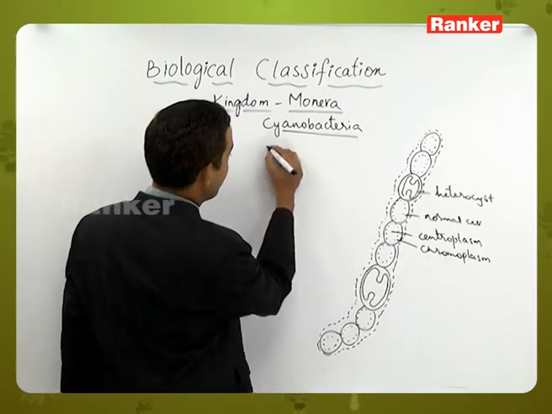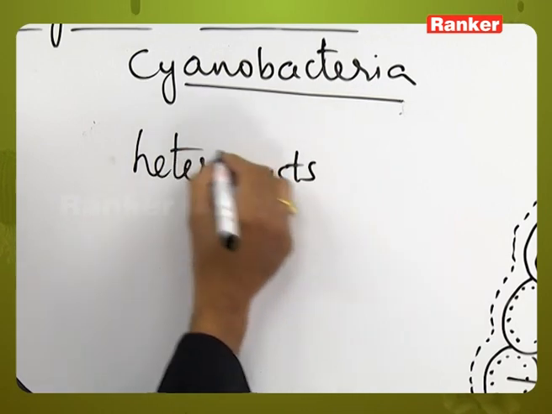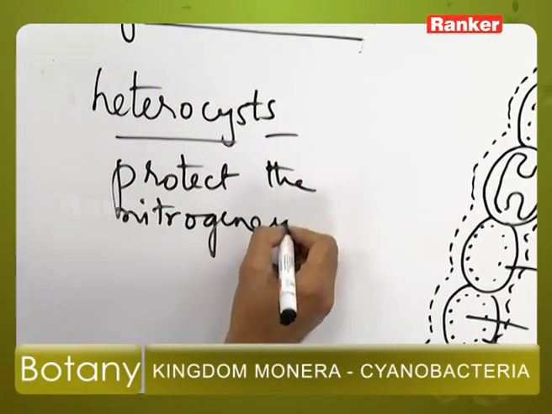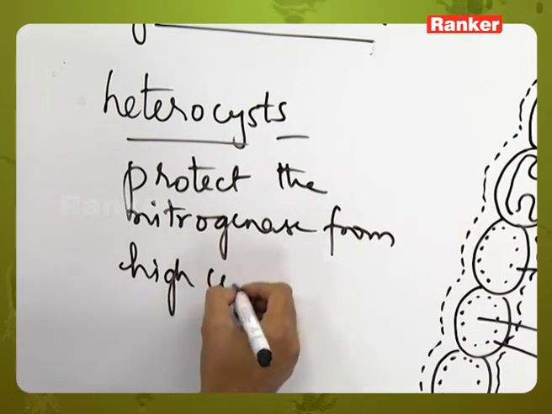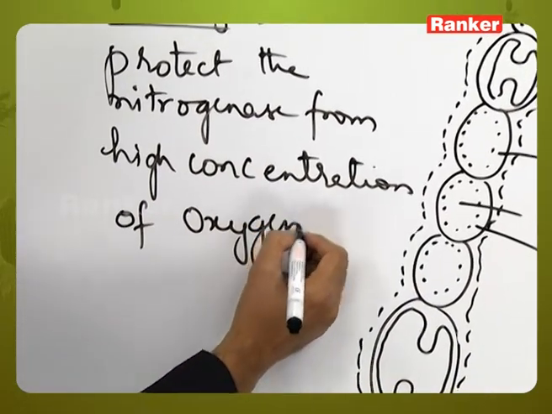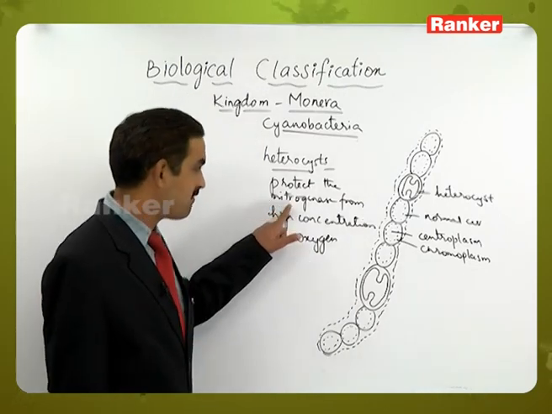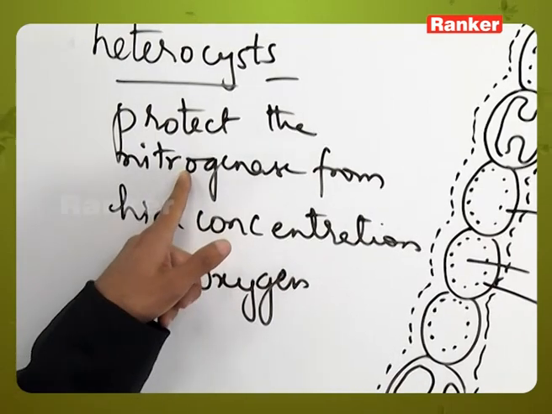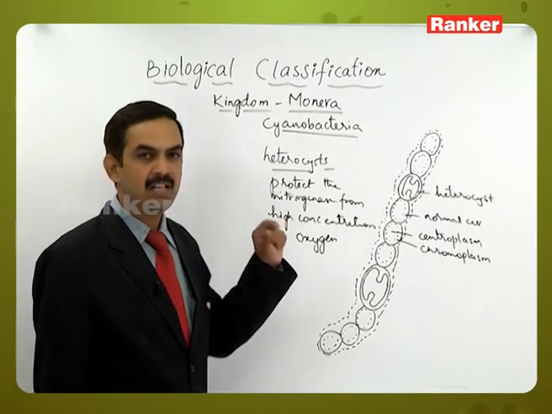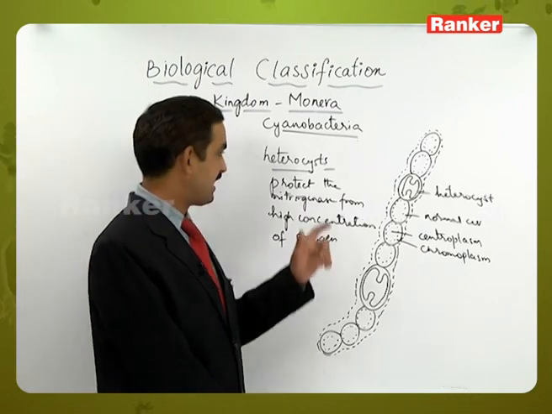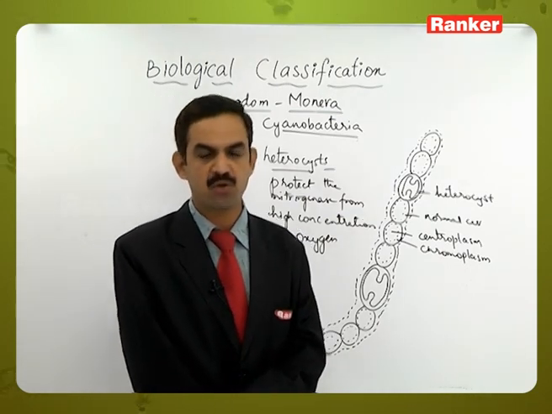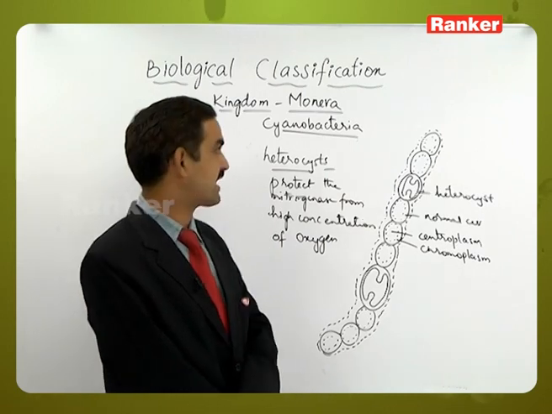In the heterocystous form, these heterocysts, the special type of cells present in them, will protect the nitrogenase enzyme from high concentration of oxygen, because when oxygen concentration increases, the nitrogenase enzyme will become inactive. Once it becomes inactive, it cannot help in the nitrogen fixation. That's the reason why the oxygen concentration should be maintained in such a manner that it does not cause harm to the activity of the nitrogenase enzyme. That function is taken up by the heterocyst. That is the reason why we consider the heterocysts are helping in the nitrogen fixation in the cyanobacteria members.